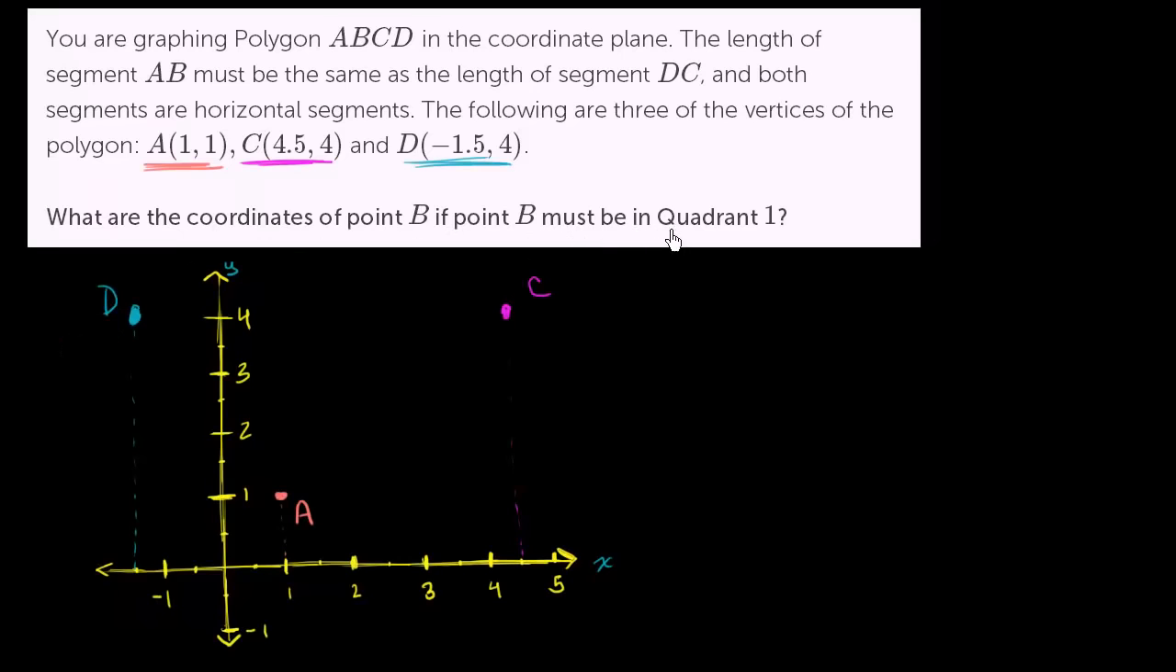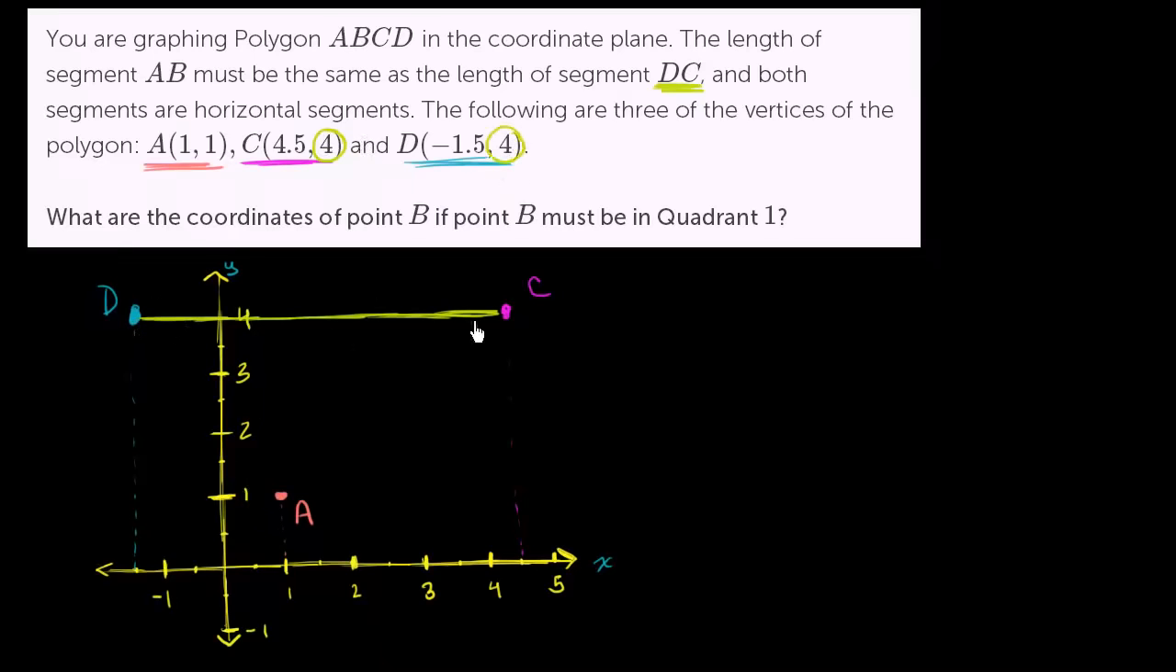And we need to figure out what are the coordinates of point B if B must be in quadrant 1. And they tell us that the distance from A to B must be the same as the length of segment DC, and both are horizontal. So let's draw what we know to draw. Segment DC is this segment right over here, and we see it's horizontal. Both of the vertical coordinates are 4 at vertex D and vertex C.